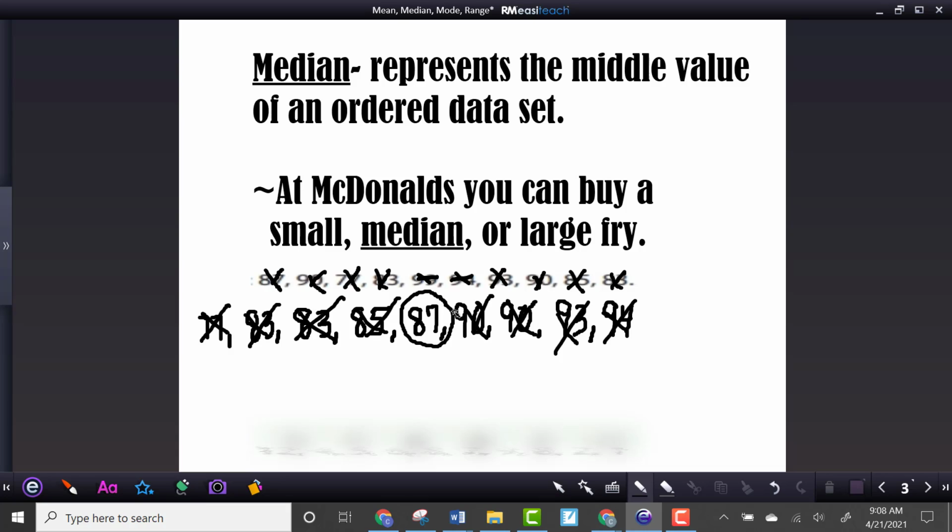Okay, so now you can see, very easy to see with this data set, because I took one number off. Now we have 9 numbers that we're dealing with. Very easy with that data set. The median is 87, so that's the middle number there.